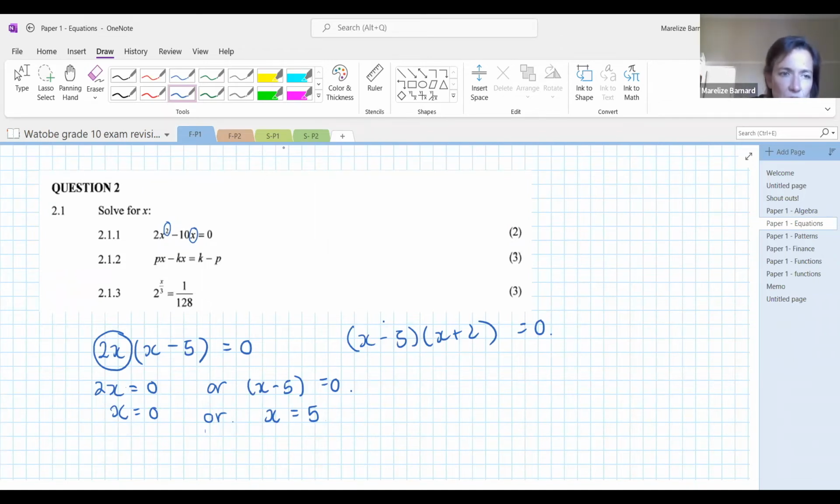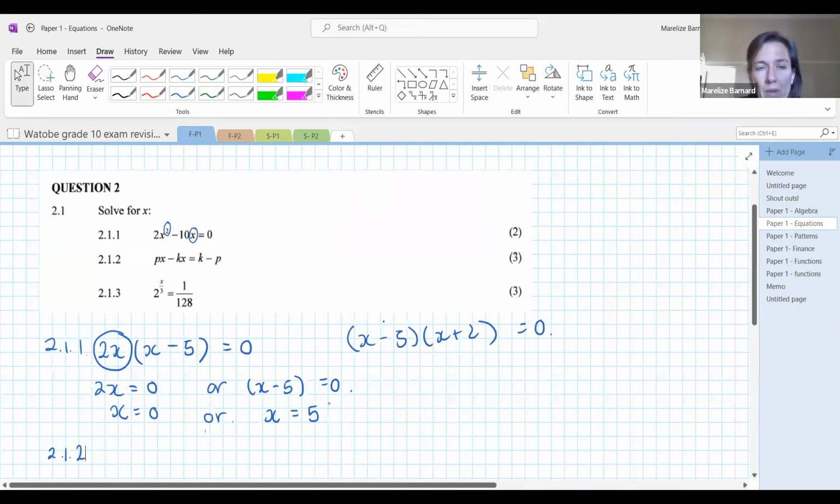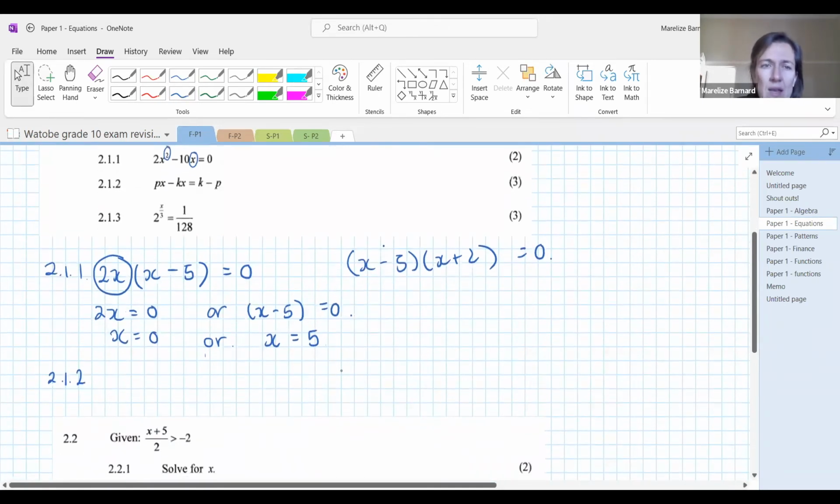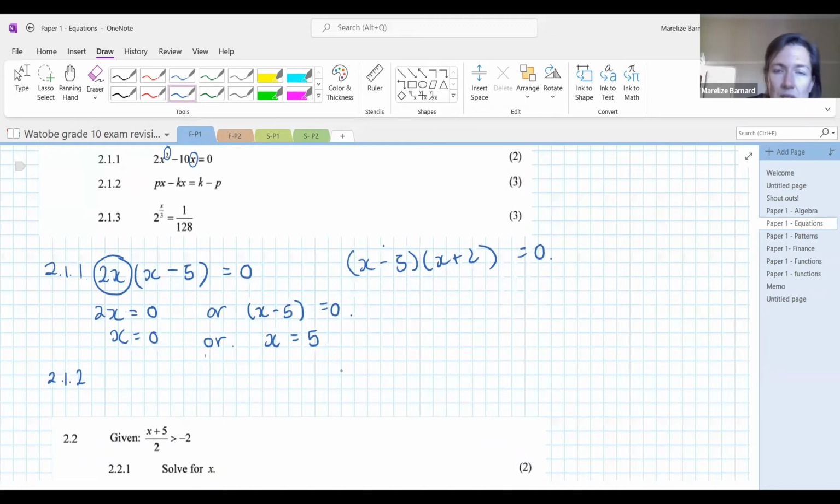Okay, so let's see how we can do 2.1.1. I'm going to do this one because I am aware that some schools might not have done this work, just because of the curriculum. It might have been cut by some schools, but basically we need to get the x by itself, right? Because we are solving for x. So I'm going to take the first two terms, take out x as a common factor and get p minus k, and that's equal to k minus p.